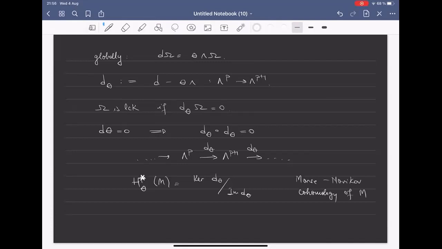Of the manifold M with respect to theta. And I will come back to this cohomology later in a future course. So obviously, in the LCK setting, this cohomology is an interesting object to study and a natural one.